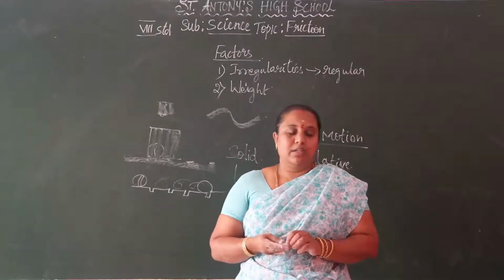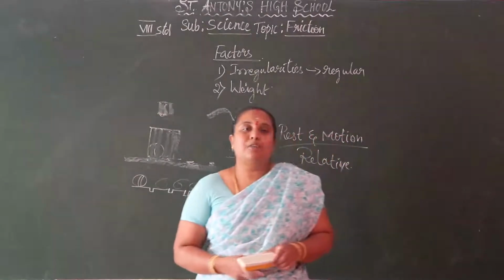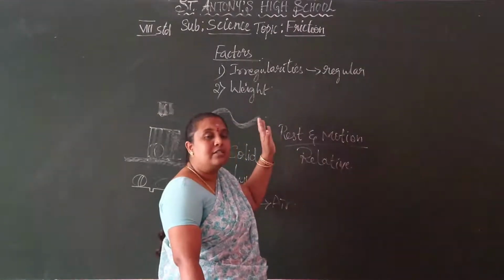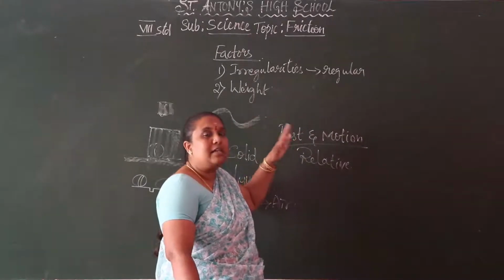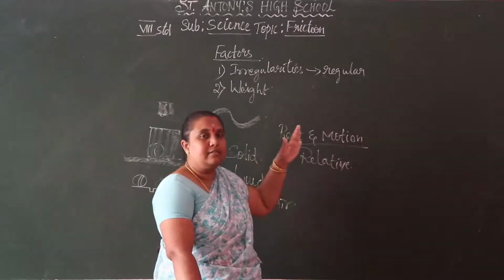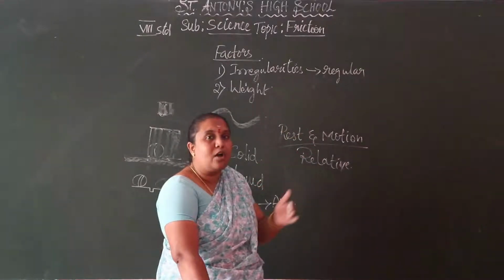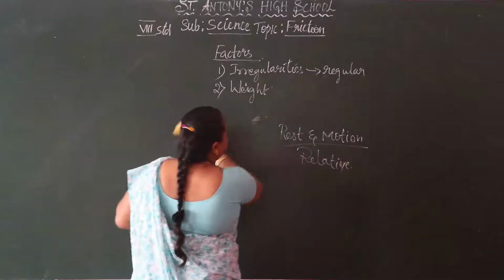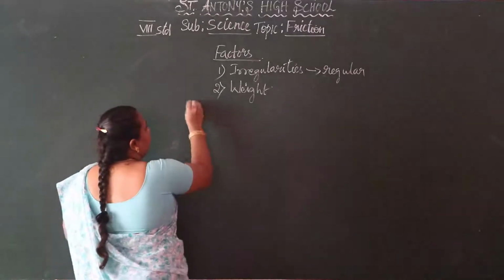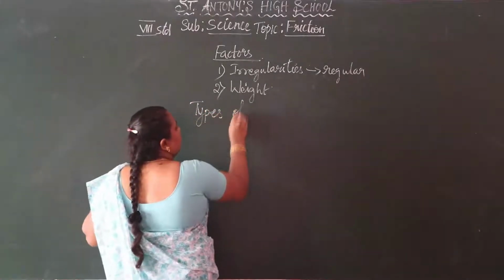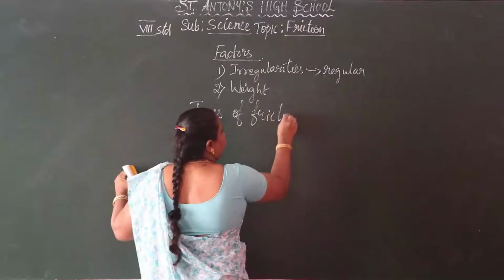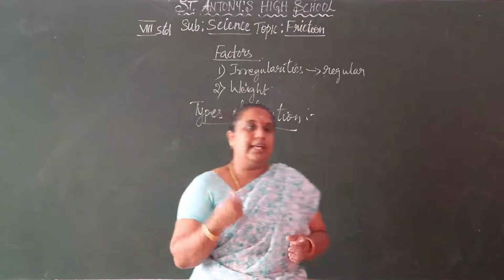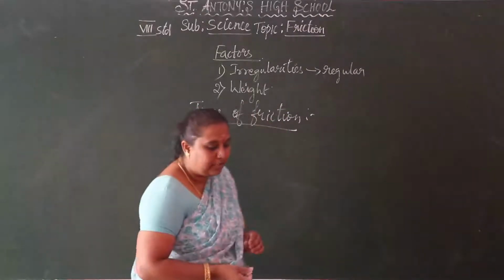Is it right, children? Now let us move on to another topic, that is types of friction. Now we saw the factors which affect friction, that is irregular surfaces and weight of the objects. Based on this we have types of friction. What are the types of friction? We have 4 types of friction.